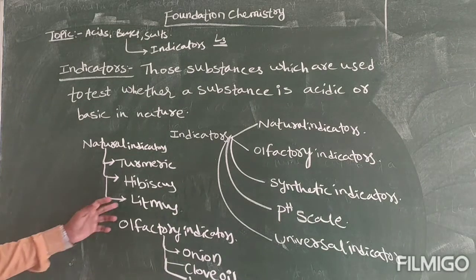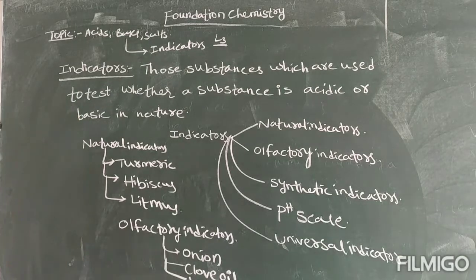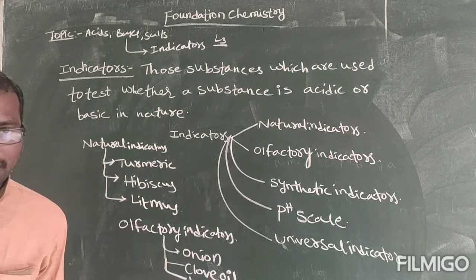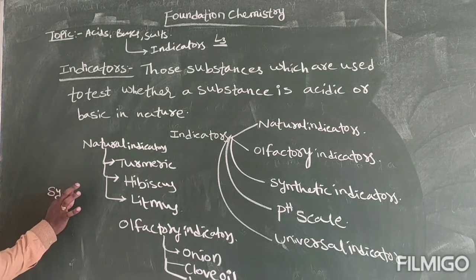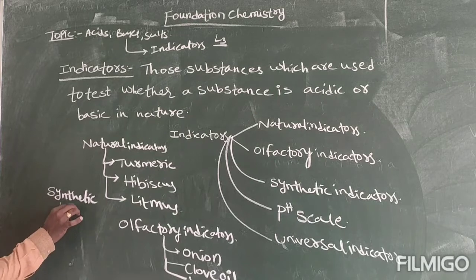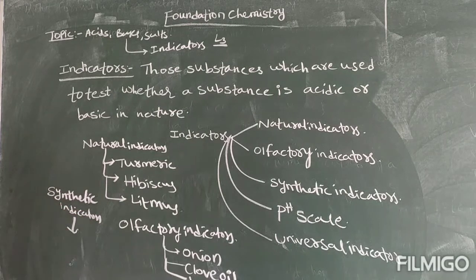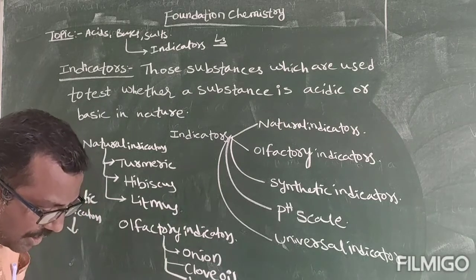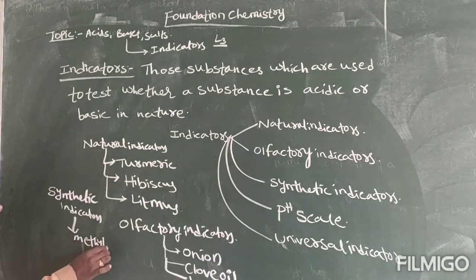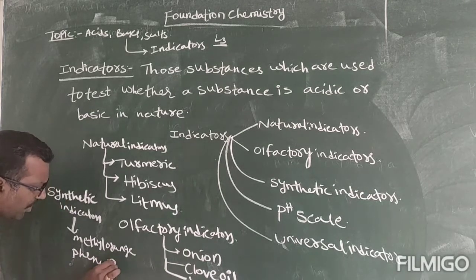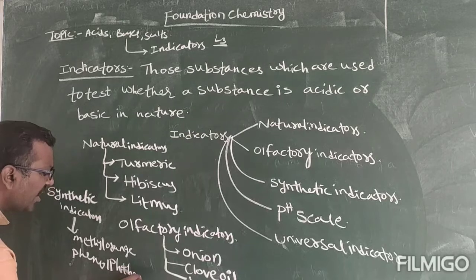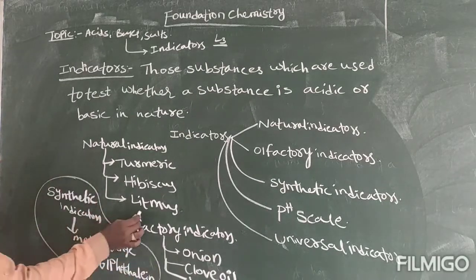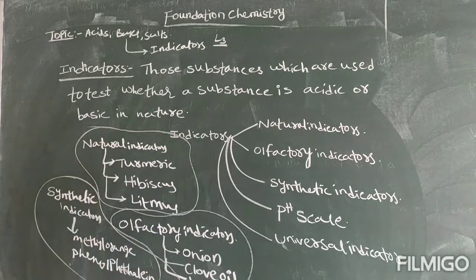Okay. Next, synthetic indicators. First you note down this. What are the synthetic indicators? Synthetic indicators are methyl orange and phenolphthalein. So these are the different examples.